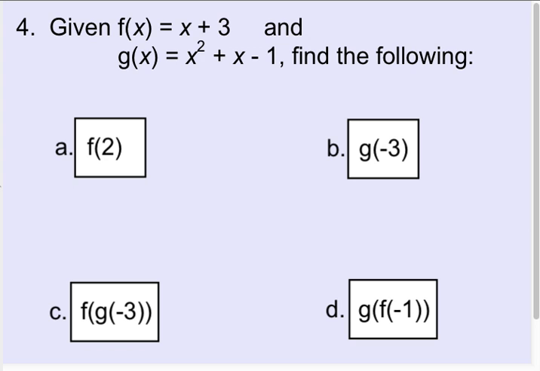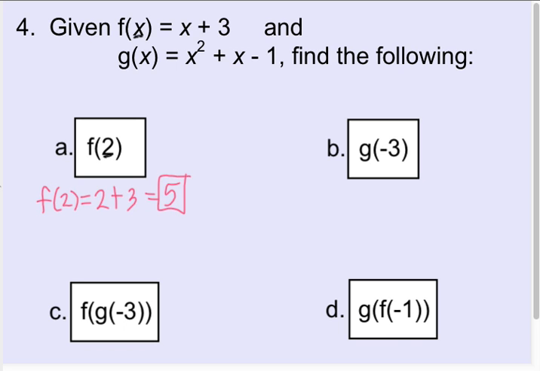Example 4 then. Given f of x and g of x, find the following. Well, f of 2. If I look, those two are in the same spot. So wherever there's an x, now I'm going to put in a 2. So to find f of 2, wherever there was an x, I put a 2. 2 plus 3 is 5.